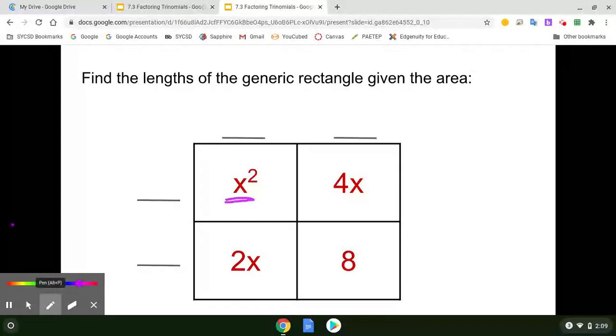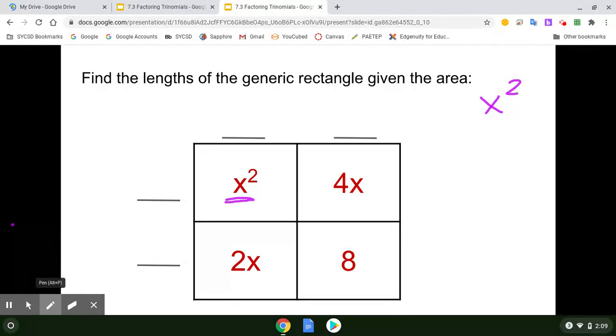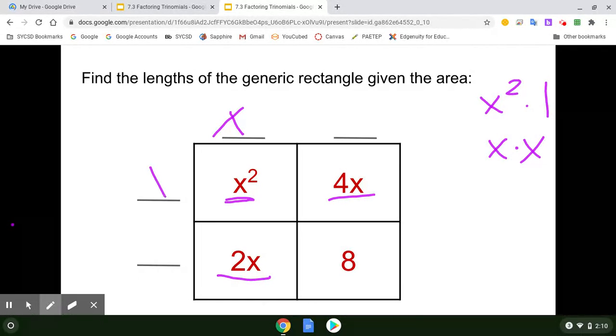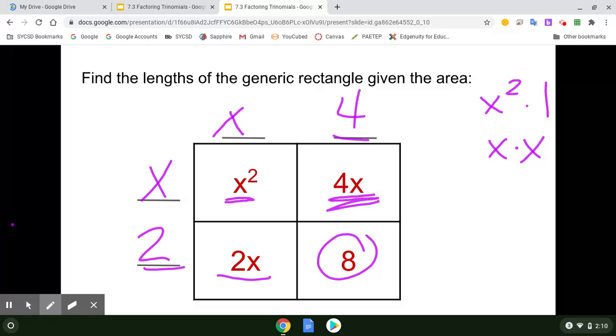Since the area of this box is x squared, the only two factors that would work are x squared and 1, and x and x. But looking at the other rows and columns, we have to choose the factors x and x to make this work. So that tells us that this must then be 4, since x times 4 is 4x, and this must be 2. And we can check since 2 times 4 gives us 8. So now our side lengths are x plus 2 and x plus 4.